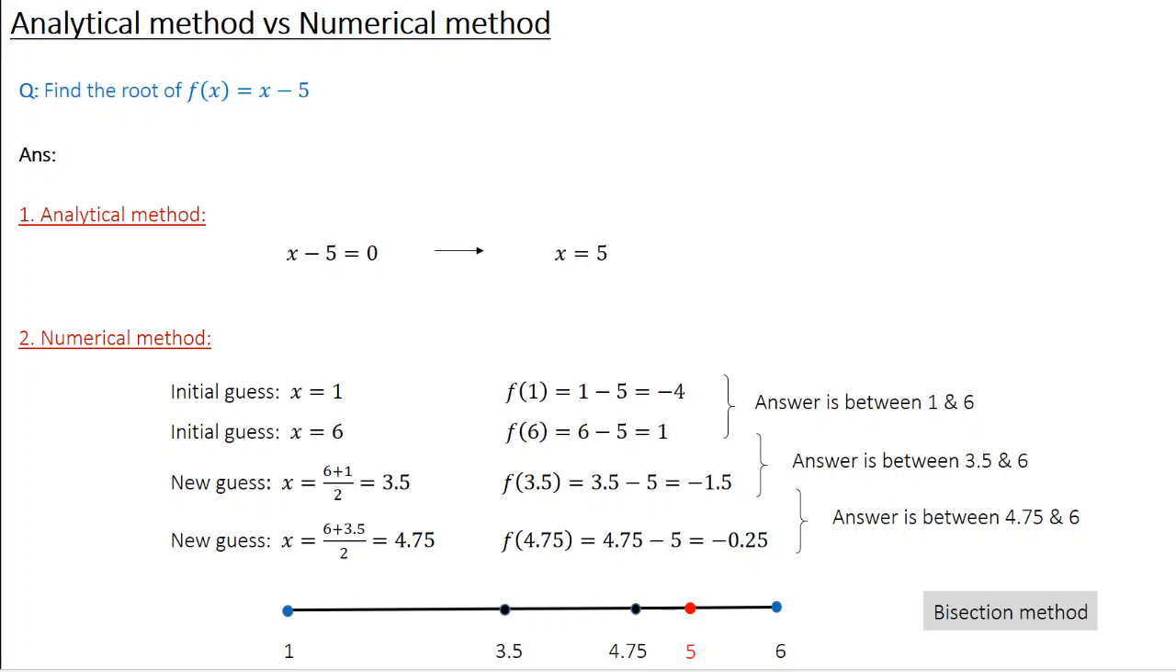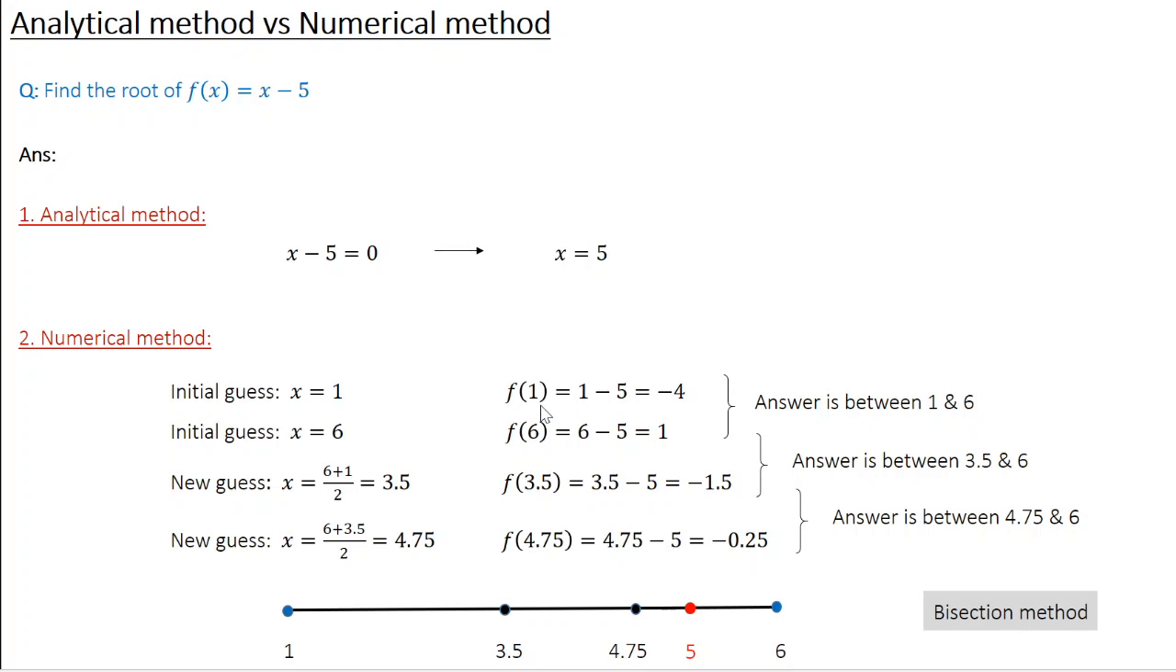Now, what is numerical method? Here you start with an initial guess. So you assume that the value of the root is something. I start with an initial guess of 1. Now I have to see whether this is the actual root. How do I find that? Basically substitute for x in this particular equation and find out what is the value of f of x. So f of 1 is going to be 1 minus 5, which is minus 4. If 1 was the root, I should get the answer 0 here. So now I know that 1 is not the actual root.